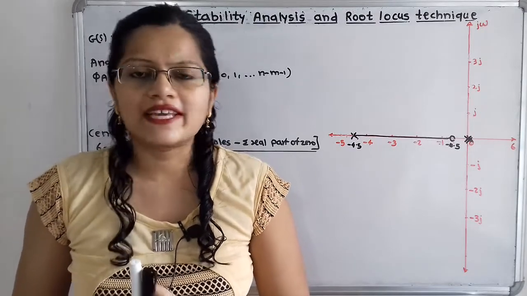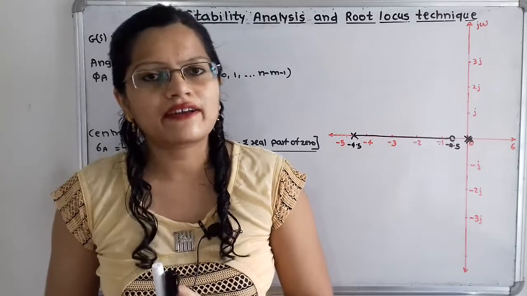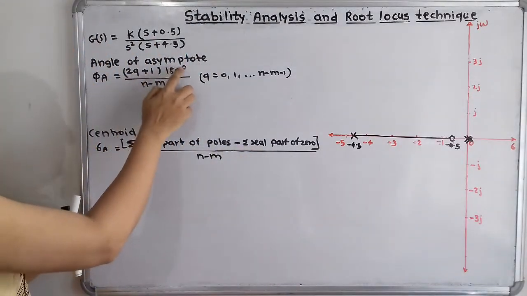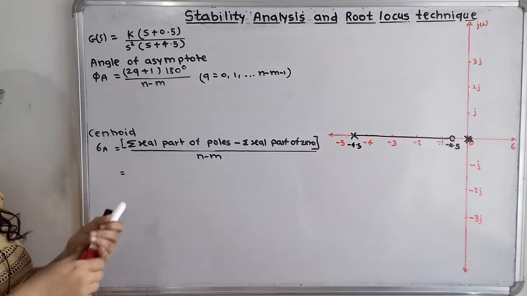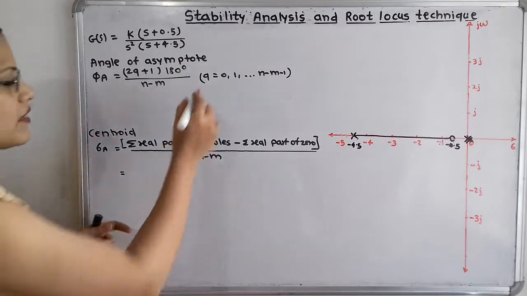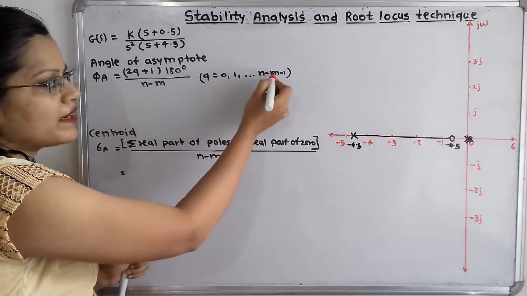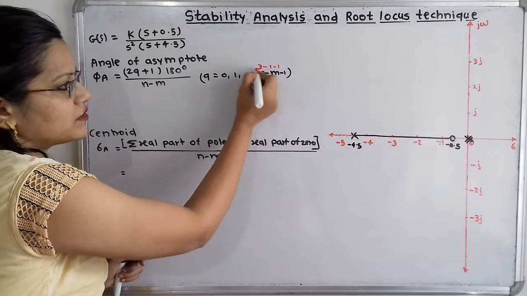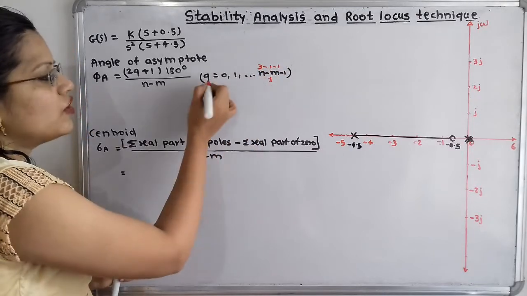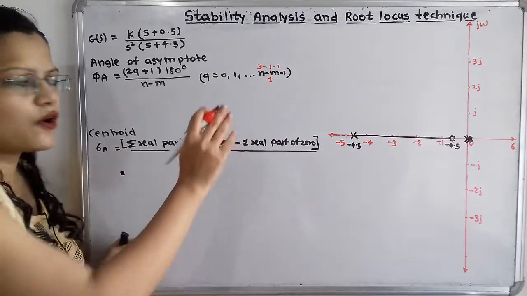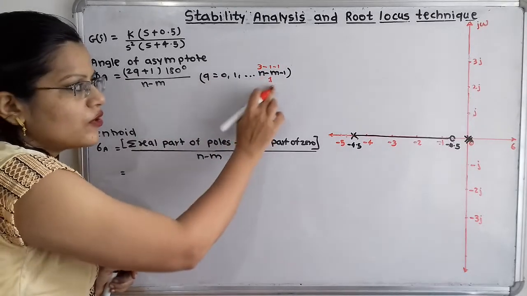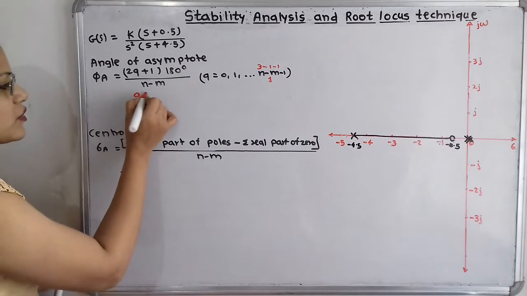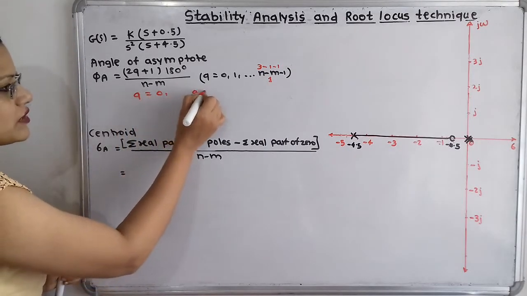Now we will move to the calculation of the angle of asymptote. So here is the formula: (2q plus 1) times 180 degrees divided by (n minus m). Now here q is equal to 0, 1 up to n minus m minus 1. So here n minus m is 3 minus 1, that is 2, so n minus m minus 1 is 1. So we have to select the range from 0 up to 1. So I will take q equal to 0 and q equal to 1.